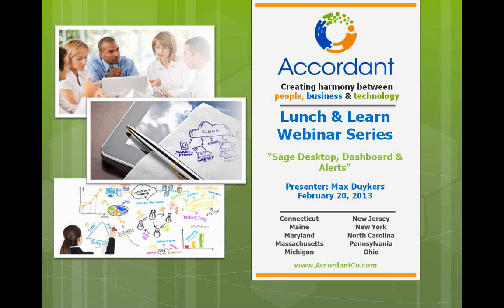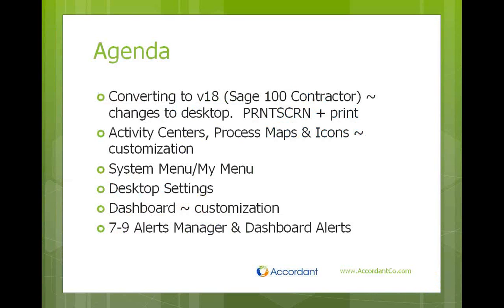So we're going to jump right in. These are some new features that are in version 18, or Sage 100 Contractor, as it's now called. And if you haven't converted to that, now would be a great time. But I want to give you a little tip. When you're converting, the desktop icons in Sage are going to disappear. And some of you may rely on those to get around certain screens and so forth.